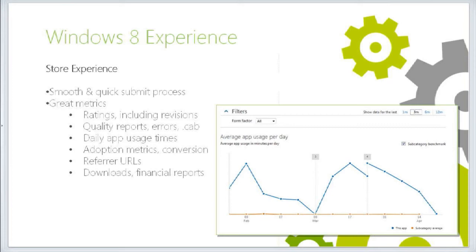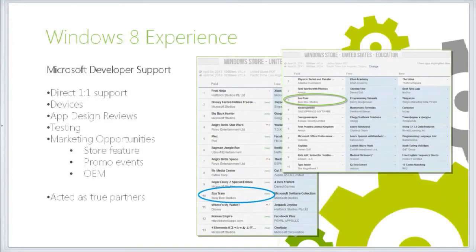So I kind of chose this because it shows off a little bit that we get a lot of engagement for our app compared to the average. But it's a very cool metric. You get adoption metrics, including listing page views, downloads. So you can see conversions. You can see who went to your page, looked at the app, and bought it, and then referrer URLs so you can see how they got there. And then the normal download metrics, the financial reports, and that kind of thing. So Microsoft's developer support for us has been huge.